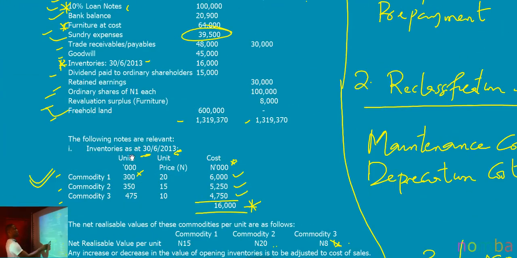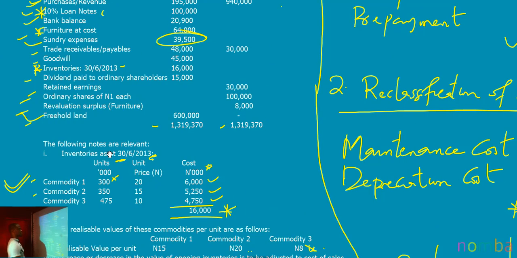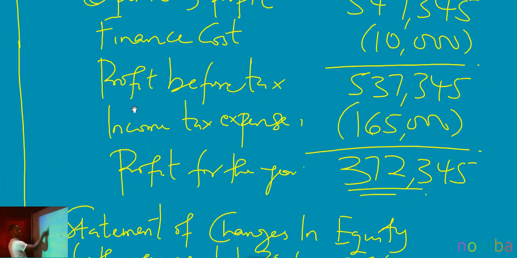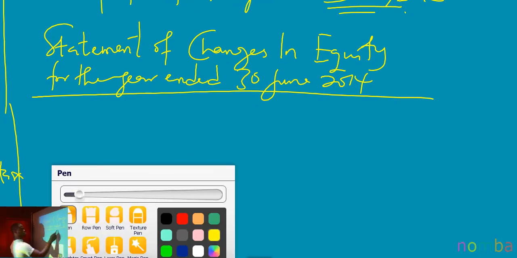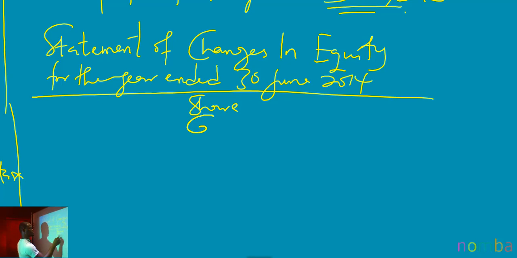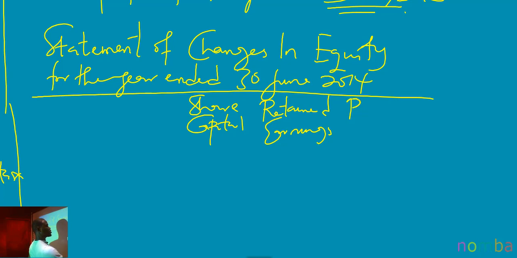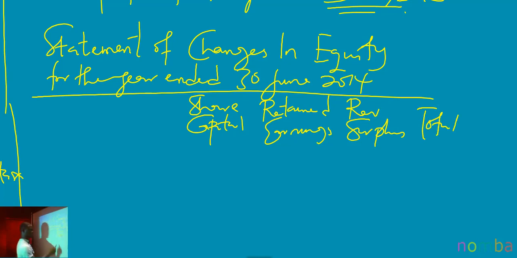So we need to go to the question and see what are the items of equity that we have. And in this question, the items of equity that we have are ordinary shares, retained earnings, and there was dividend paid that will have been paid from the retained earnings. Ordinary shares, retained earnings, and revaluation surplus. So I will have ordinary share capital, my retained earnings, my revaluation surplus, and there is the total as given in the question.